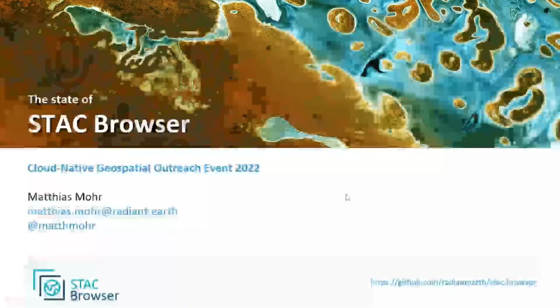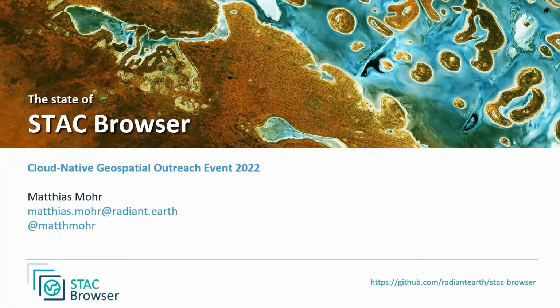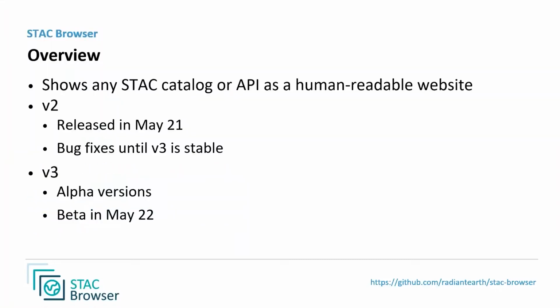I'll try. Yeah, so I'll talk about STAC Browser and the state of it, because recently a lot of development has taken place, and we're redoing the whole thing again to support the whole ecosystem of catalogs and APIs. So quick overview, what is STAC Browser? It shows basically any STAC catalog or API as a human readable website. So basically it outputs HTML instead of the JSON that you have generated, so that it can be consumed in a normal browser by everyone.